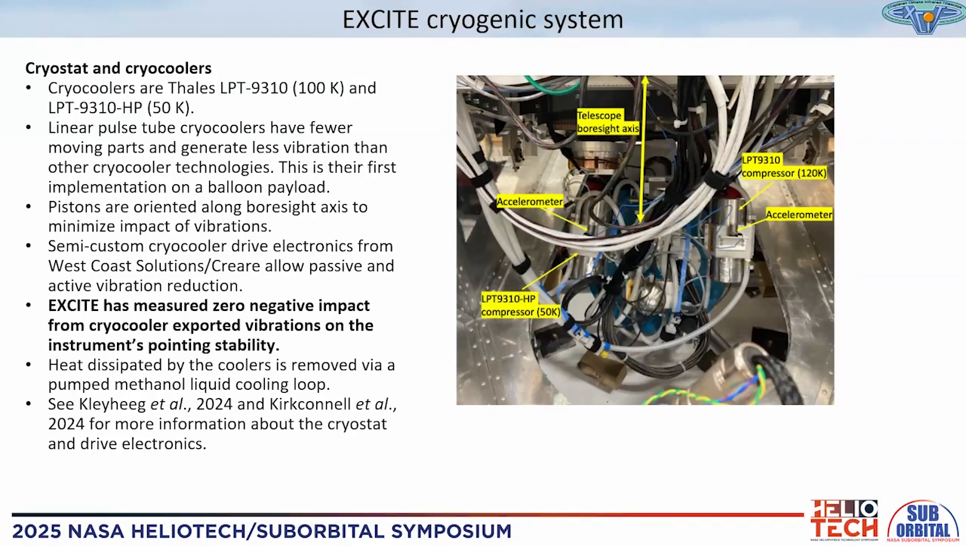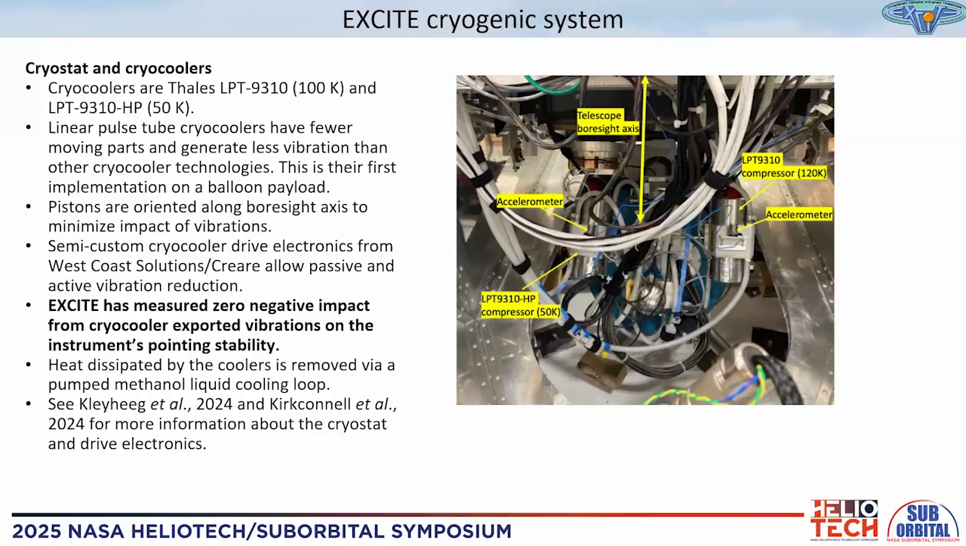The heat dissipated by the coolers, so both coolers dissipate about 150 watts apiece. On the ground, convection is almost good enough not to burn up your coolers. Of course, in 3 millibar atmosphere, that doesn't work anymore. So we have a pumped methanol fluid loop, which basically, we have heat exchangers at the components of the cryocoolers that get hot. And we basically pump that heat to the big radiators at the front and send that off to space. So that is our scheme there.